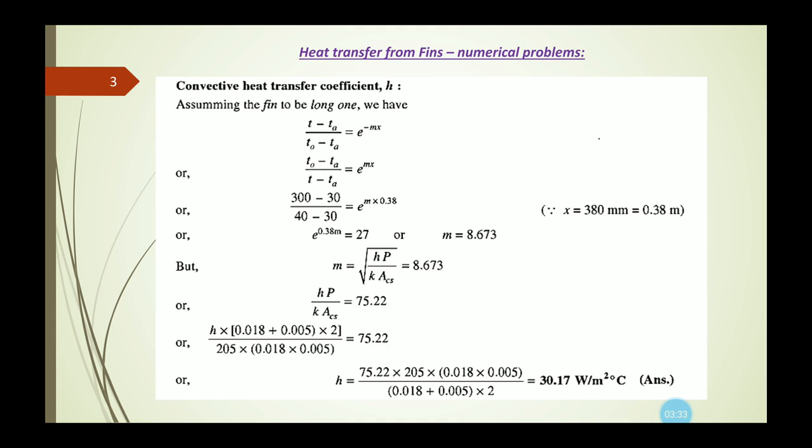Now in this numerical, if we assume that the fin is a very long one, then we will use the equation that we have discussed earlier for an infinitely long fin. It is T minus Ta divided by T naught minus Ta, which equals e to the power minus mx. This equation is familiar to us, so we only need to remember it and apply it here. In this numerical, the equation will be written as T naught minus Ta divided by T minus Ta equals e to the power mx.